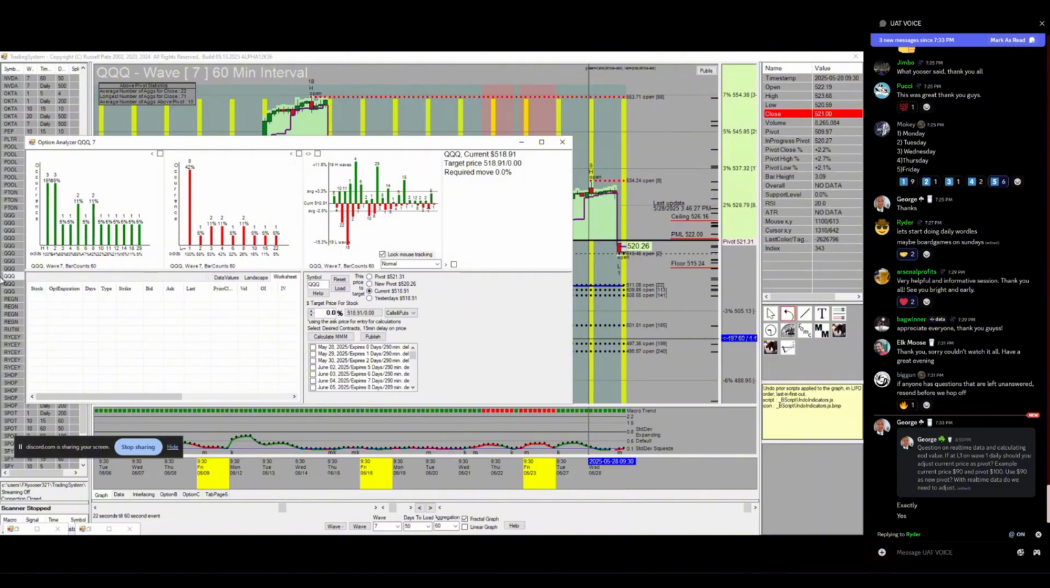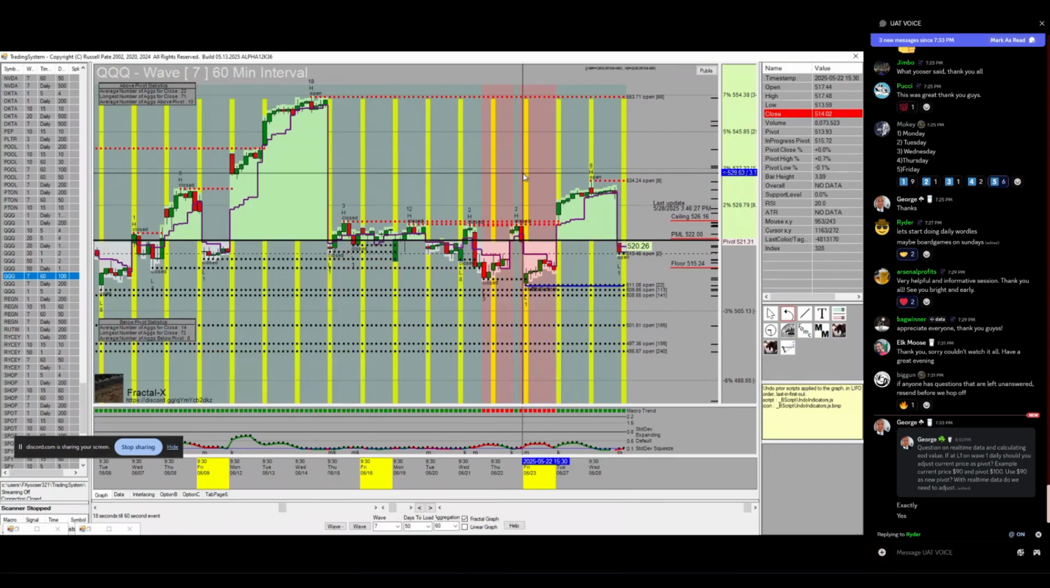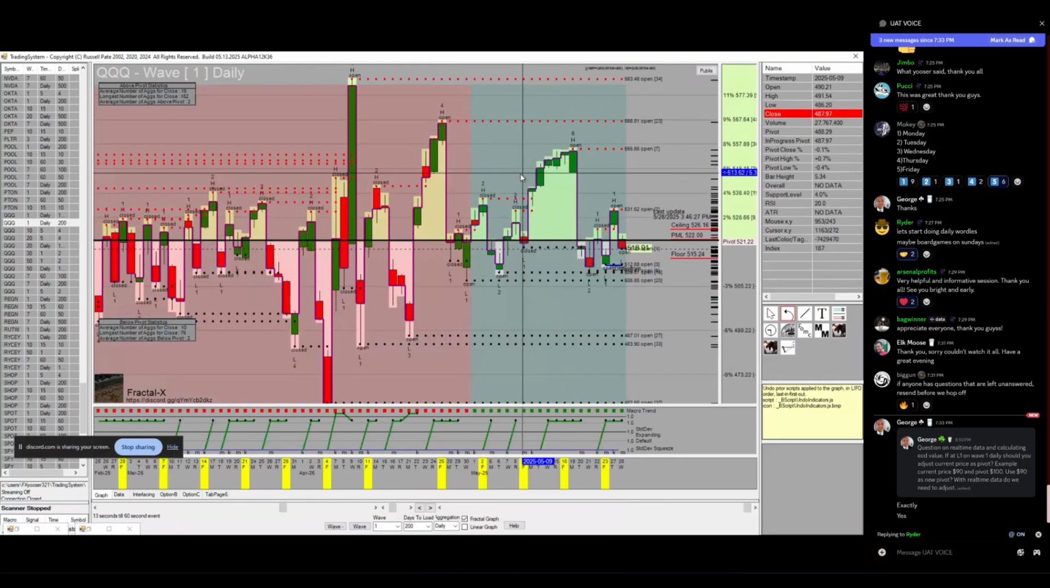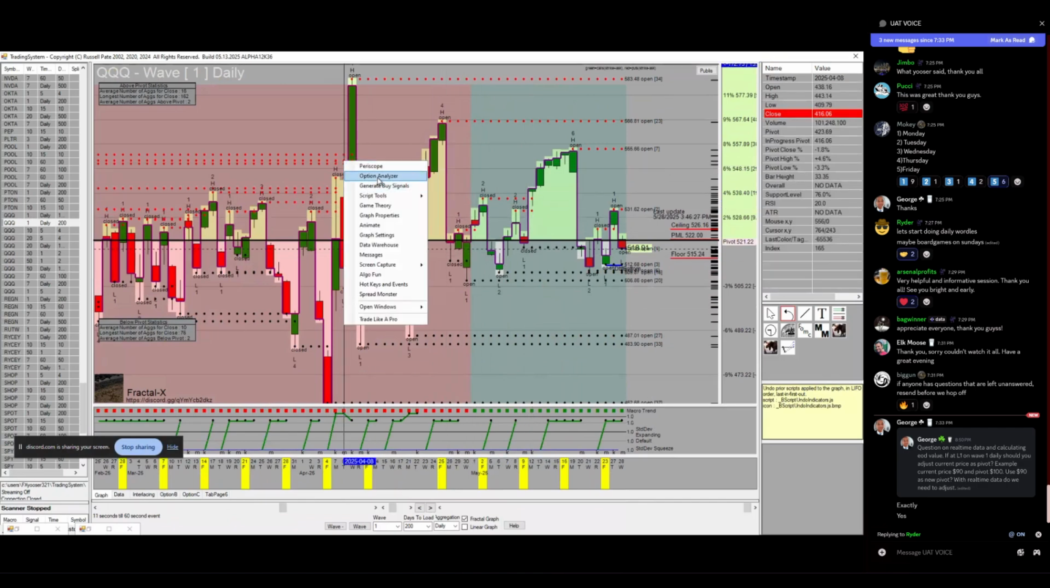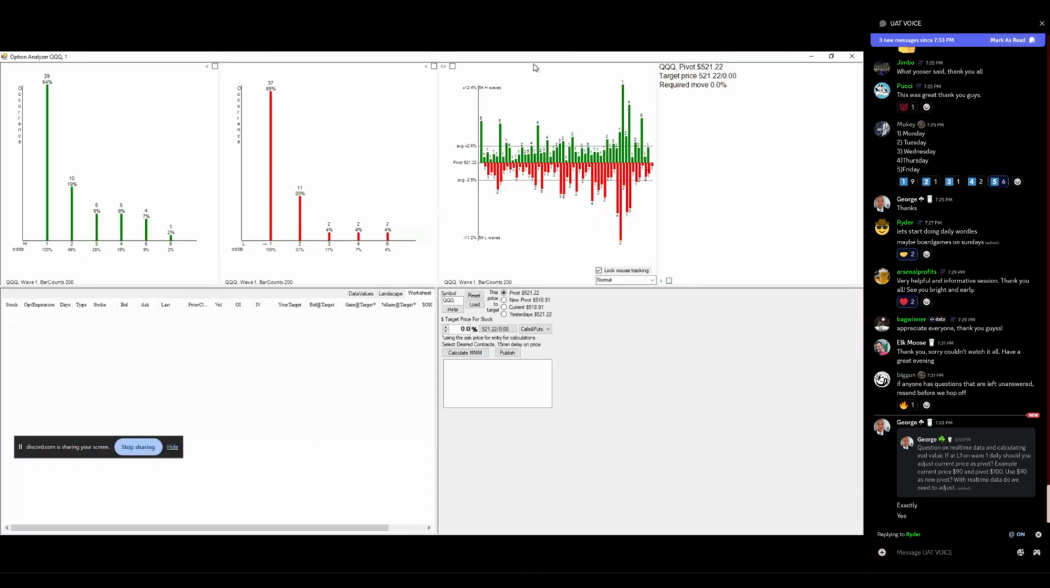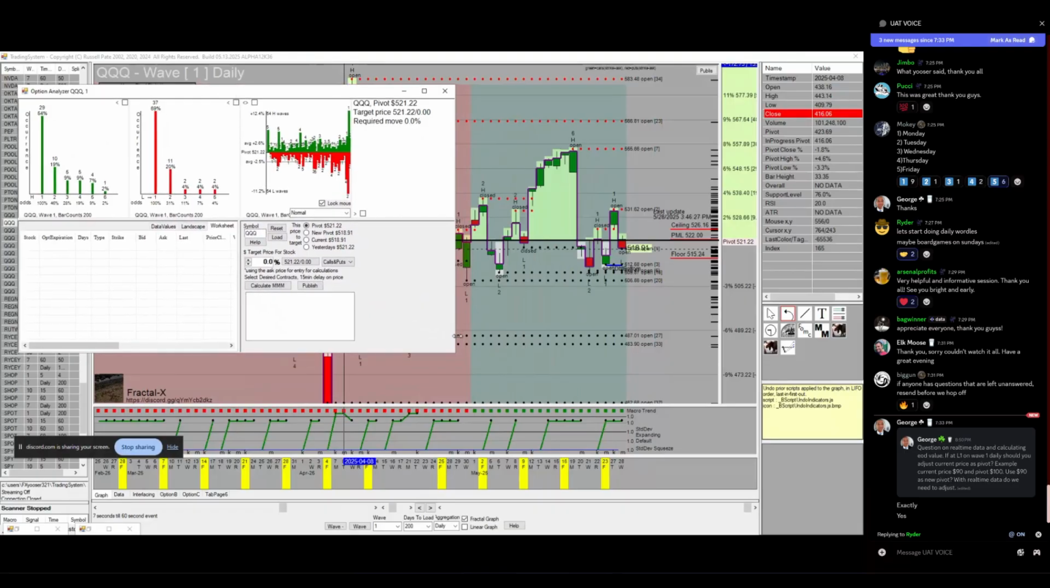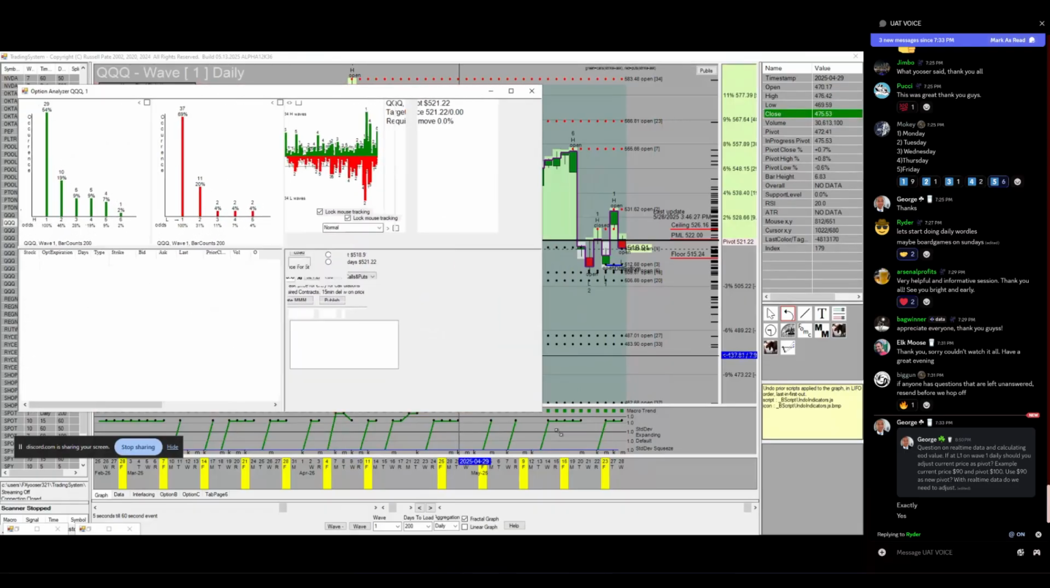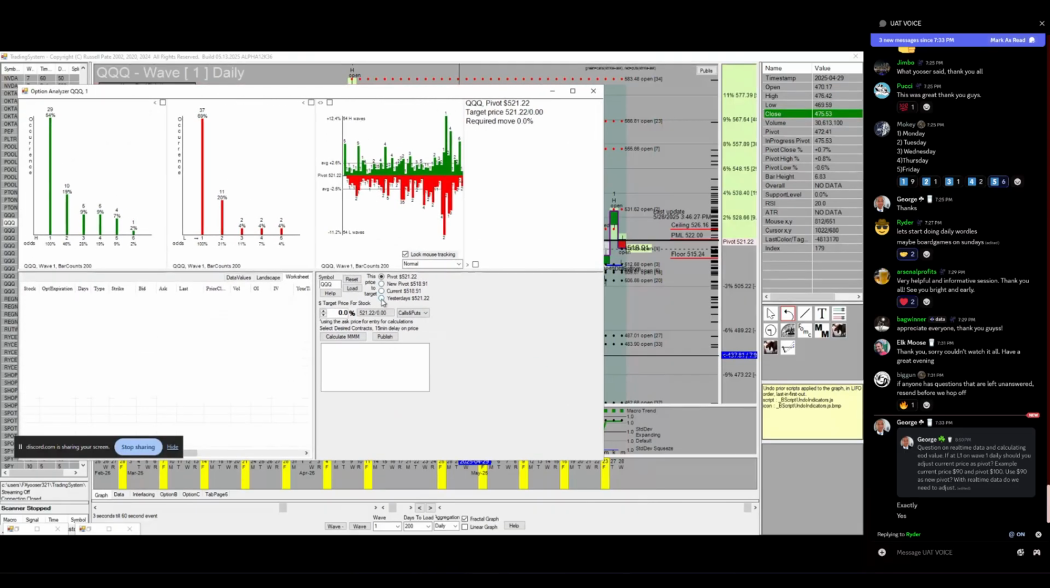If you're in the current session, and you change this to a wave one daily option analyzer, that pivot should make more sense. Quick question, is that yesterday's close, if you click that yesterday button? It should be. Sure, 521.22 right there.